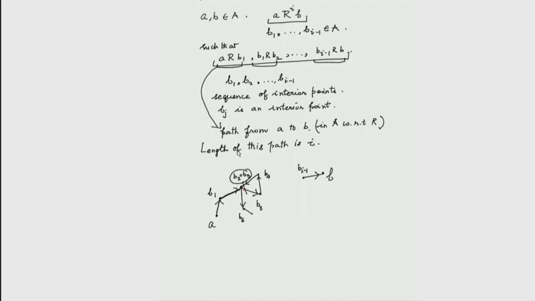Now, what we will notice here is that if along the path a vertex or an element or a point of A is repeated, like in this portion B2 to B5, we can essentially cut this loop out and in the process reduce the length of the path.